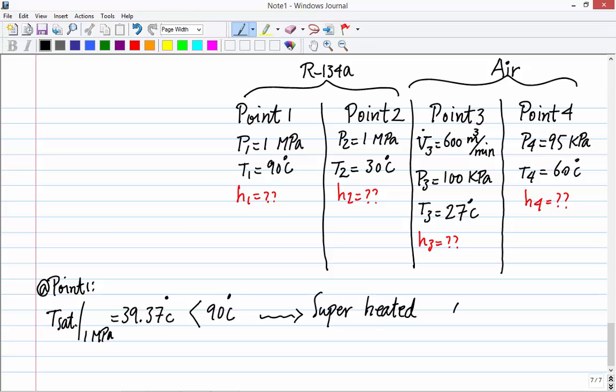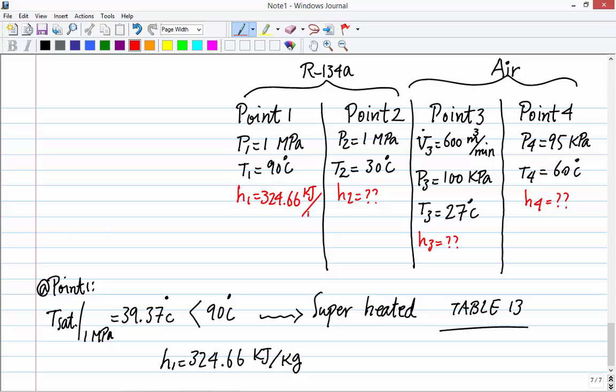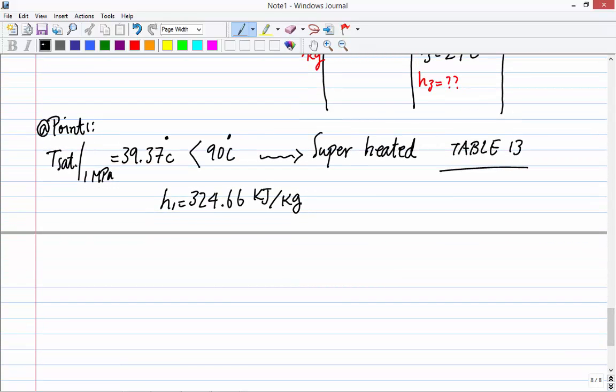And based on the table, I found out that H1 should be 324.66 kilojoule per kilogram, and I need to update my table. There you go. Let's move on to another point, which is point 2, the outlet of the refrigerant.